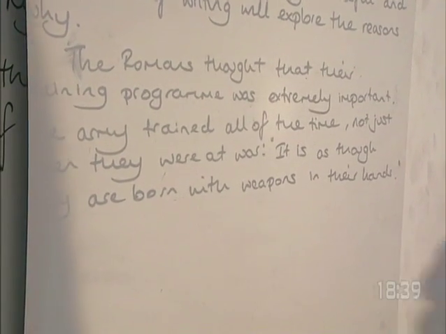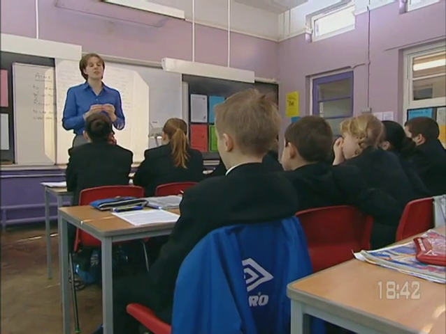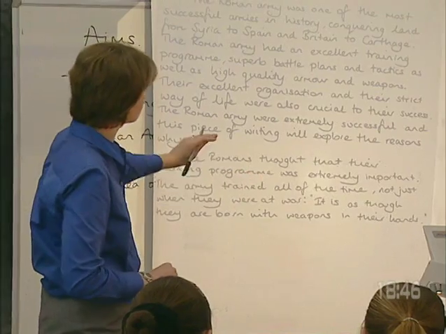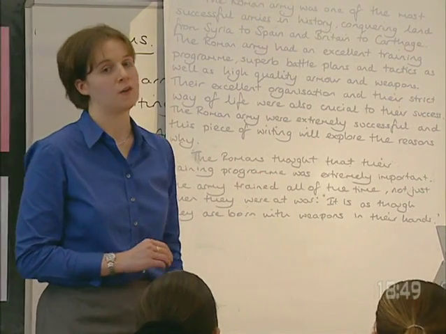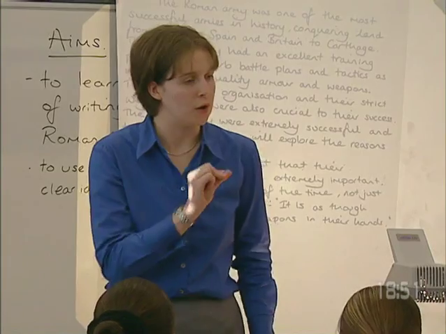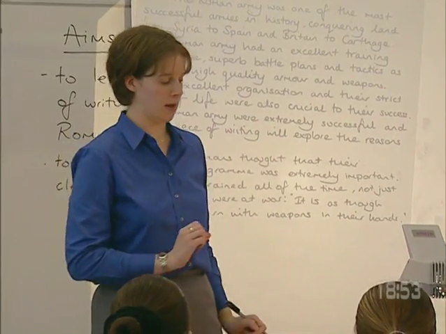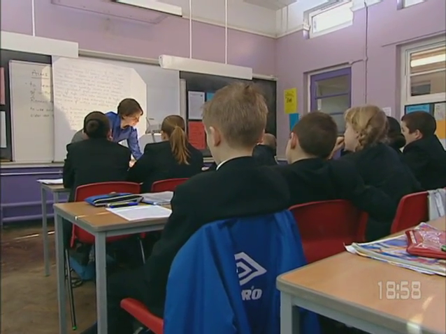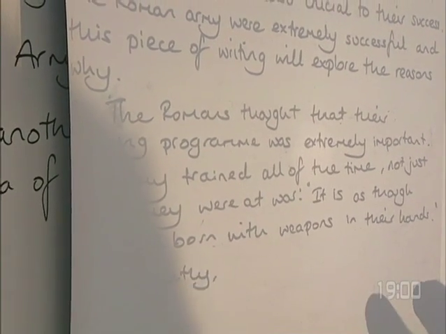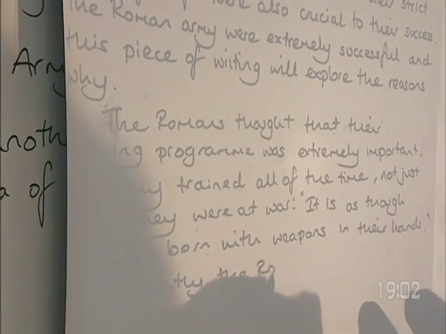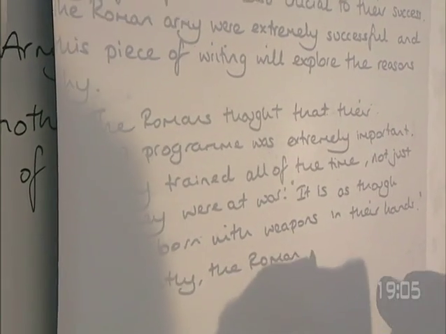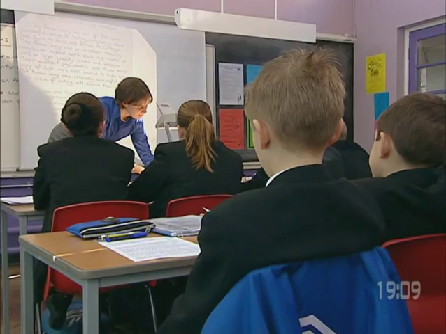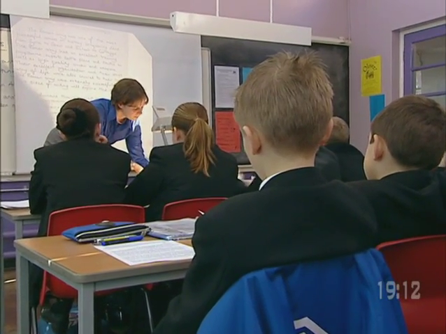I need one final sentence now, just to draw that together, to show how that quotation I've used links back to the rest of the paragraph. So I'm going to choose a link word. I'm going to choose consequently, okay, as a direct result. So consequently, the Roman army could never be taken by surprise.